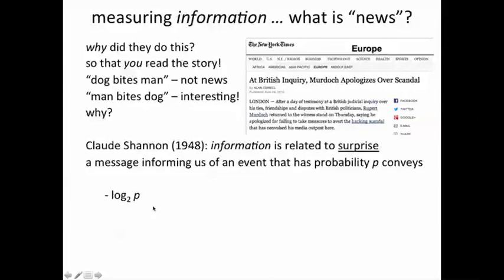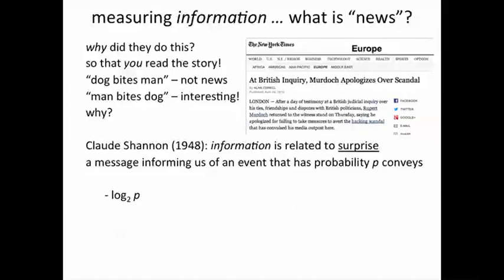If p is 1, then log of p is 0. So a message that informs us that an event which is guaranteed to occur has actually occurred is not really telling us anything new. So the information content is 0. On the other hand, if p is close to 0, that means the event is very rare, then minus log p is a very large number, telling us that a rare event conveys a large amount of information.